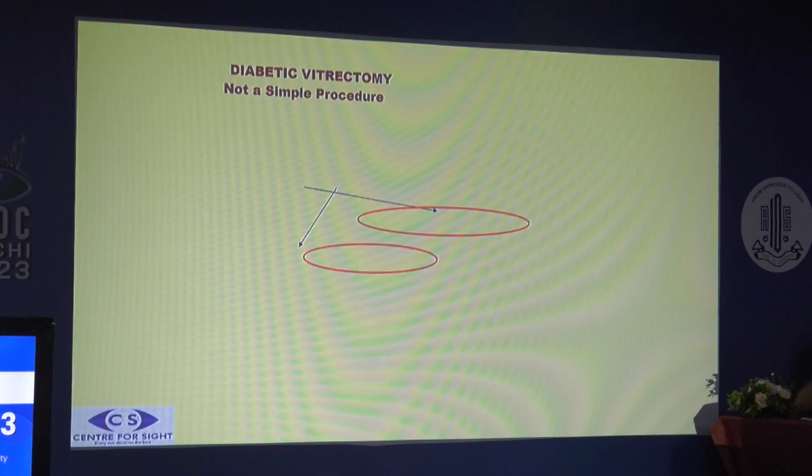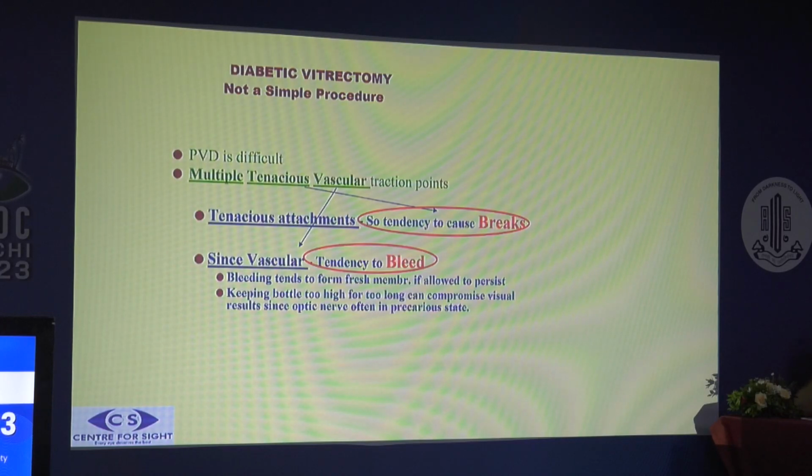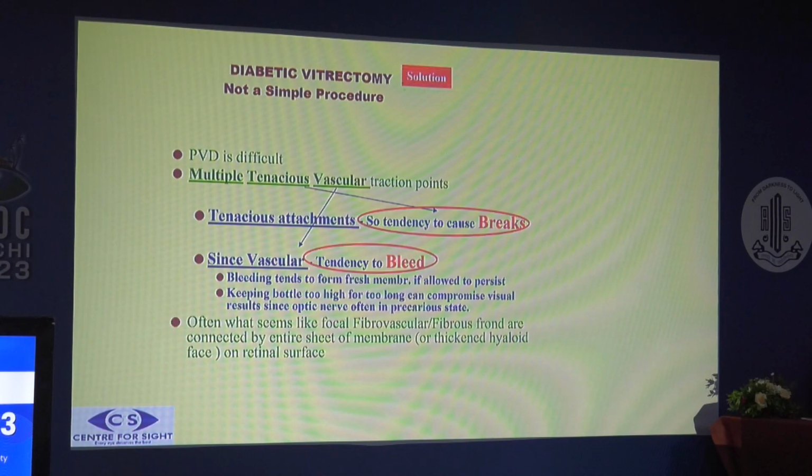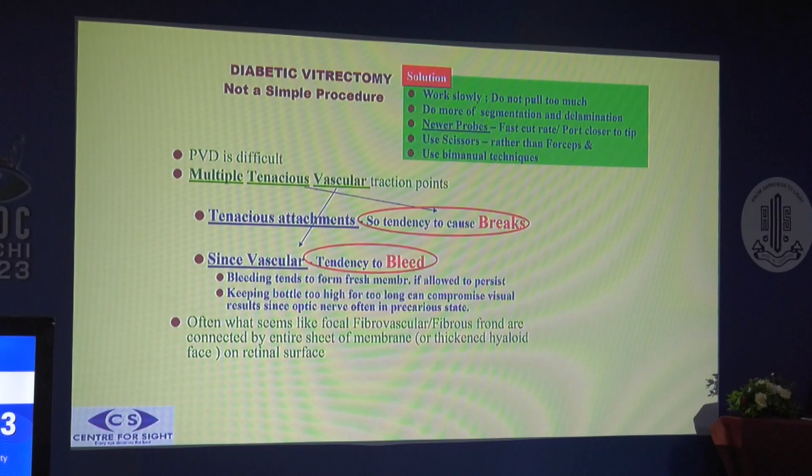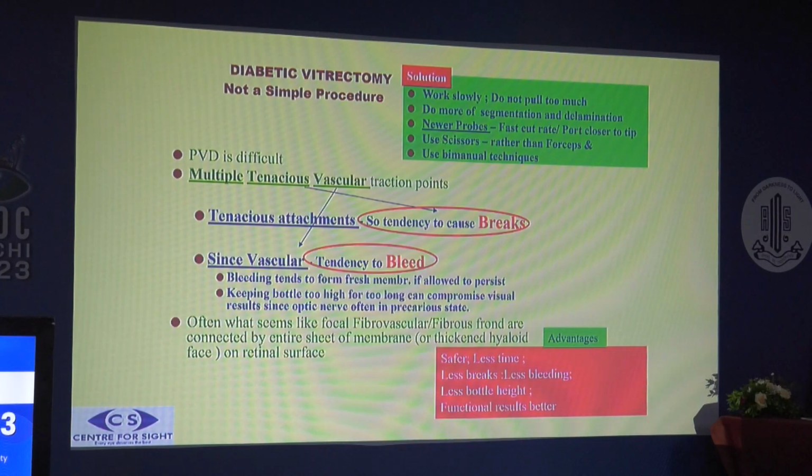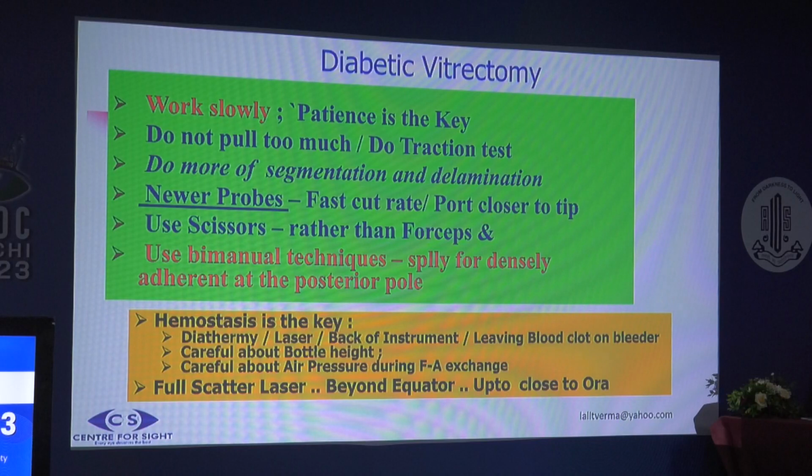It's not a simple vitrectomy, no two diabetic vitrectomies are the same. And as I said, it is multiple, tenacious, vascular. Because it's tenacious, you can't pull, otherwise a break is a problem. Or if it's vascular, then you have bleeding. So the solution is to work very slowly and use scissors wherever possible. Patience, believe me, is the key. And if you pull too much, you will cause a lot of complications.